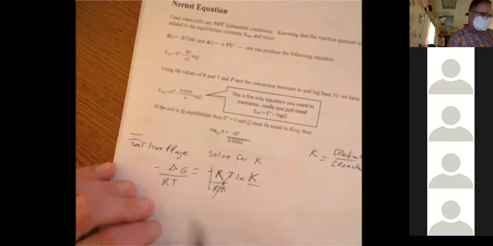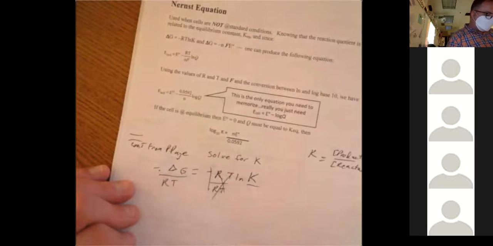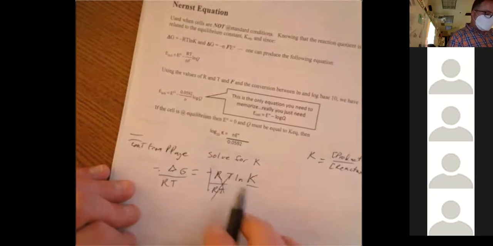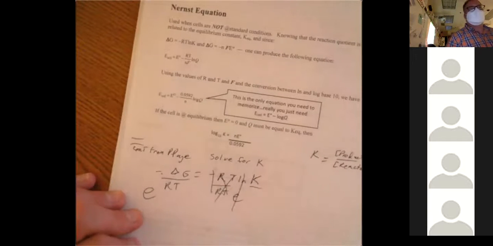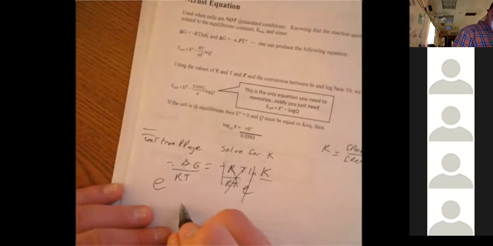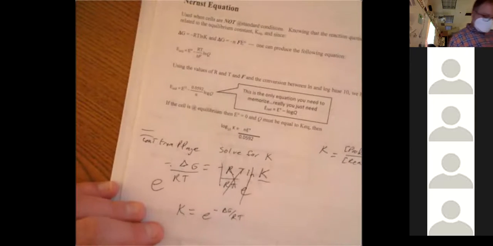So if we divide both of these sides by negative RT, we get the natural log of K equals negative delta G divided by RT. What do we need to do to get rid of the natural log? We take what to both sides? Right. So e and e. That gets that out. So we get this formula right here: K equals e to the negative delta G divided by RT.